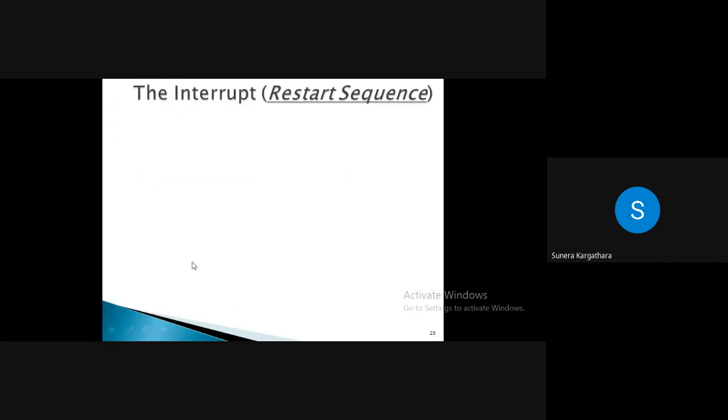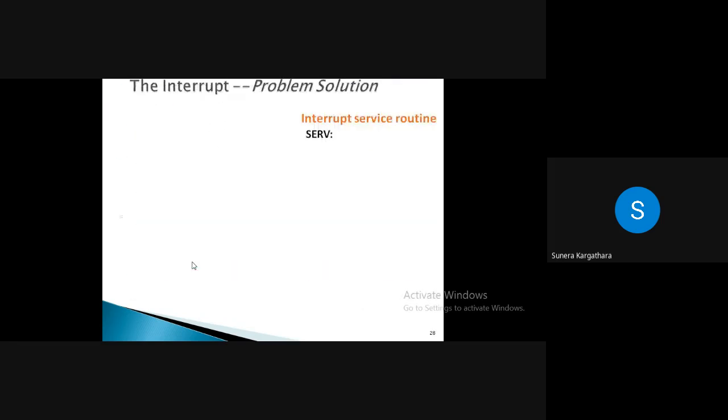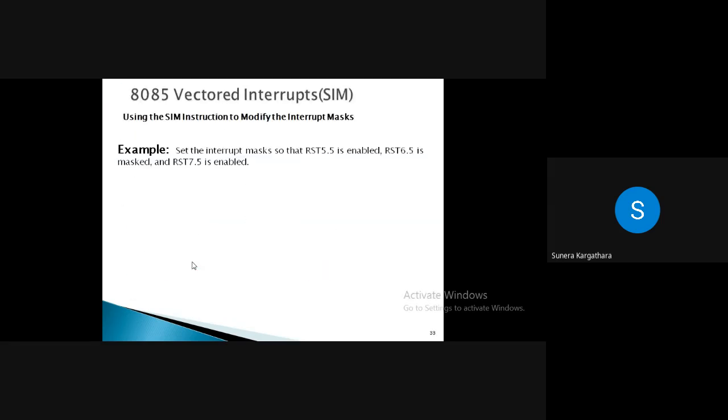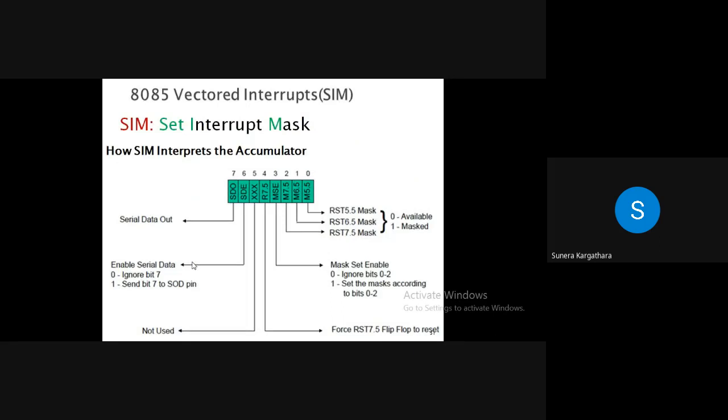Now, what is the detail of that interrupt? If EI occurs, there is an interrupt, but what is the detail? That you can find through the RIM and SIM instructions, and that we want to discuss in detail. How this set interrupt mask and read interrupt mask will work. So just try to understand, student, how we can set the masking of interrupt and how we can read that masking of interrupt.